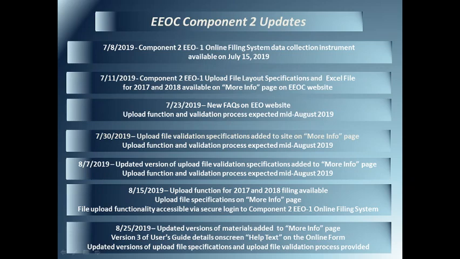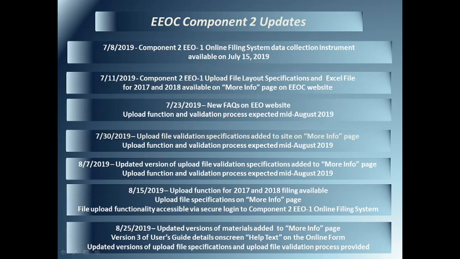On July 23rd, the new FAQs were posted on the EEOC's website for additional guidance on multi-establishment reporting, summary compensation data, hours worked, acquisitions and mergers, spin-offs, and professional employer organizations. On July 30th, the upload file validation specifications had been added to the site on the More Info page and noted that the secure file upload function and validation process was once again expected to be available by mid-August of 2019.